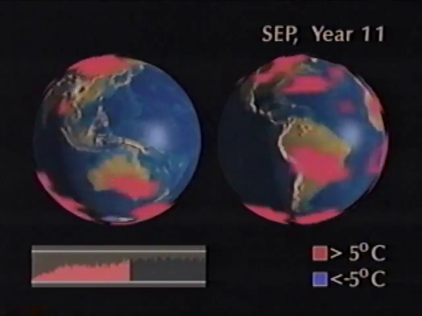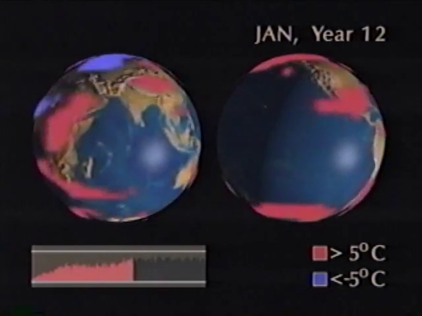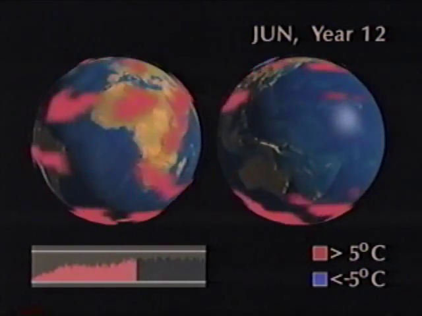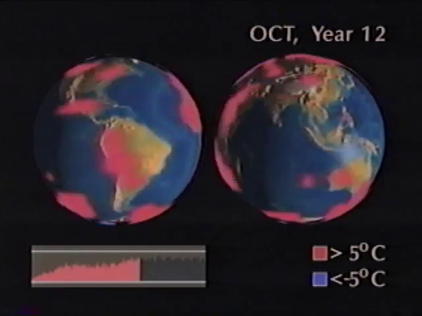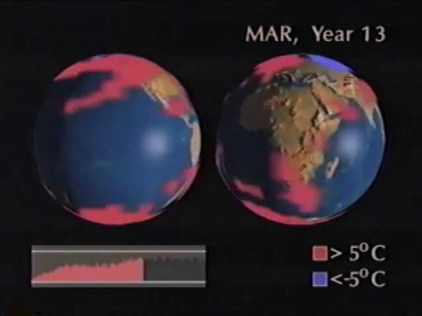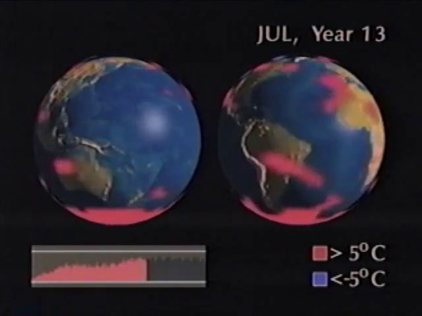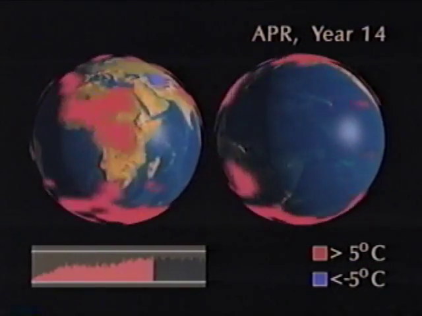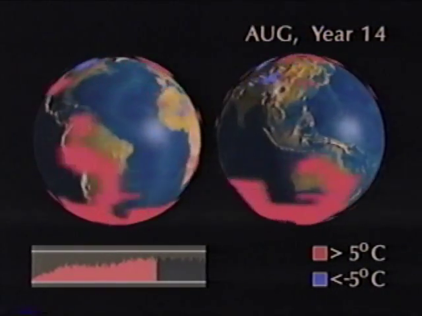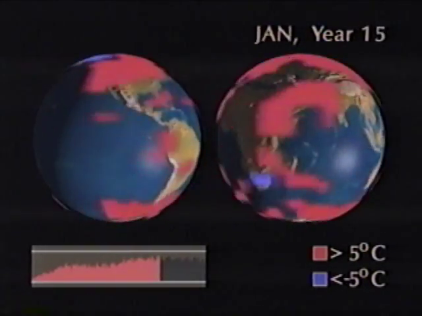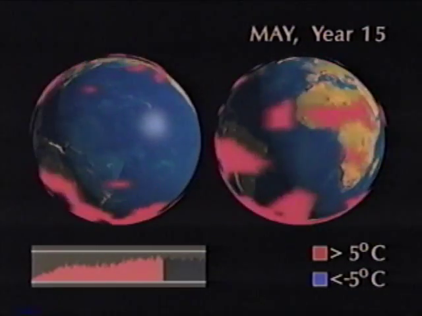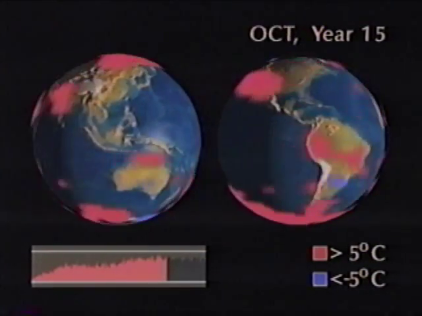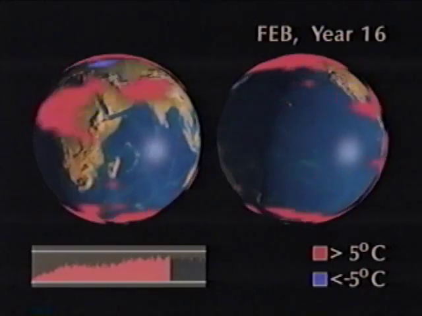As we approach equilibrium, important features of the impact upon the climate stand out. Warmer areas predominate. The winter hemisphere shows the greatest sensitivity to the warmer climate. The largest warming occurs at high latitudes, where the annual variability of surface temperature is the greatest.